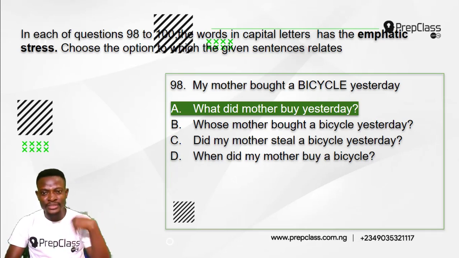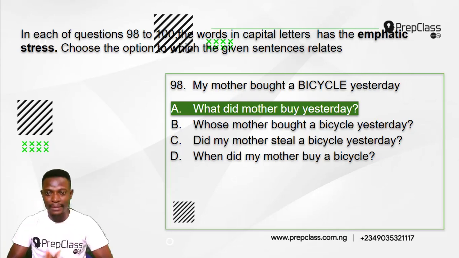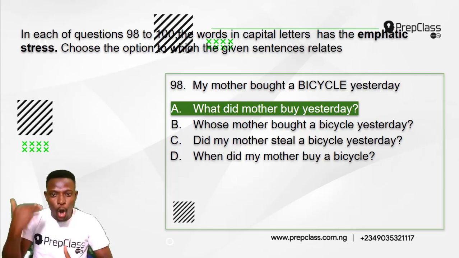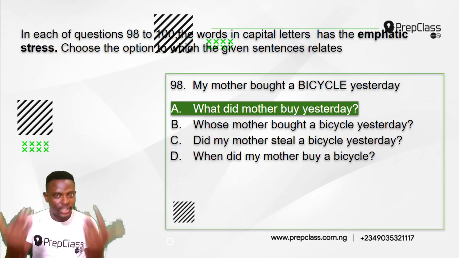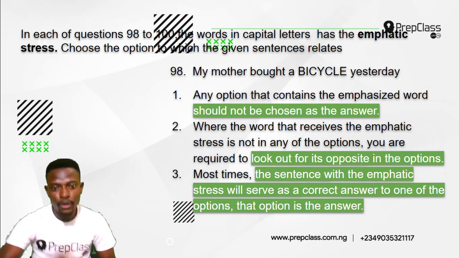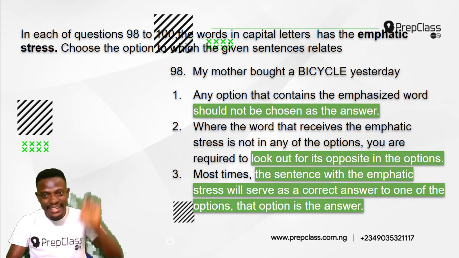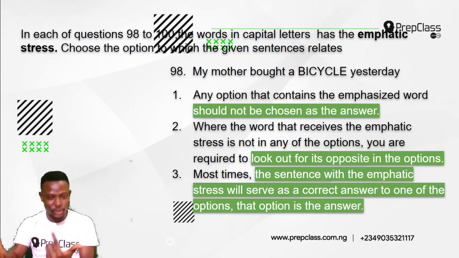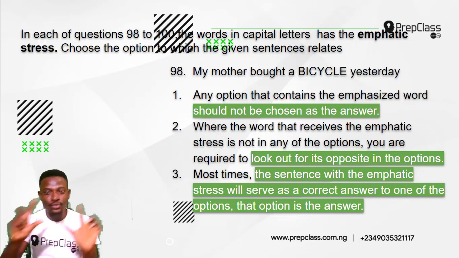Now, remember the first rule states that any option that contains the emphasized word should not be chosen as the answer. Options B, C, and D contain the emphasized word, which is bicycle. So, none of them can be the answer to this question. Now, rule 2 states that where we have any option that does not contain the emphasized word, we should look out for the opposite in that option. Now, the opposite of bicycle is not in this option. Now, rule number 3 states that most times the sentence with the emphatic stress will serve as a correct answer to one of the options.